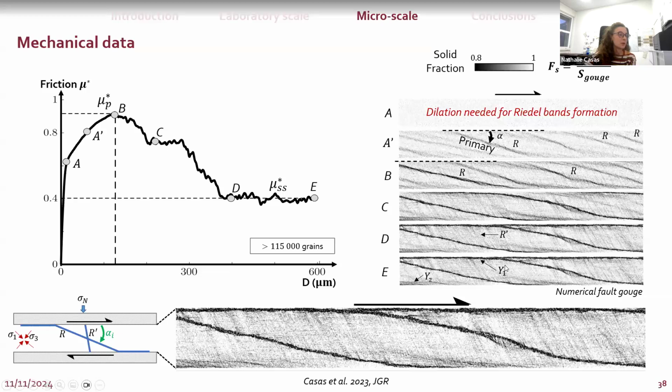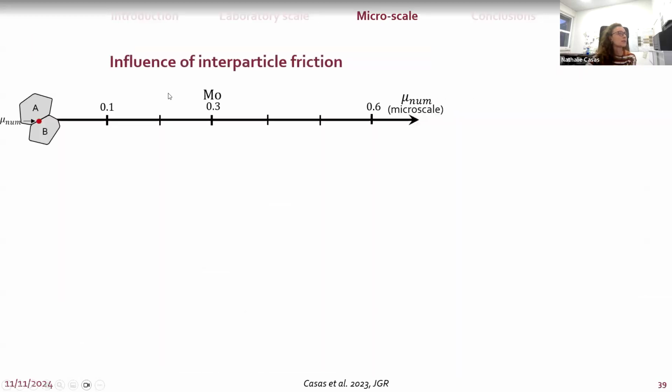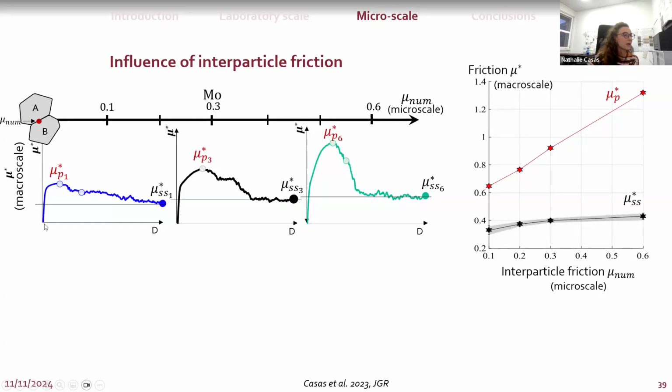Now, since we use numerical modeling, we are able to modify the properties of the grains. My objective in this paper was to see the influence of grain scale properties on fault deformation. For the result I showed in the previous slide, I used an interparticle friction of 0.3, but now I can use a very low or very high interparticle friction, which can correspond to a different type of mineral or a different roughness between the grains. In terms of macroscale friction, if we increase interparticle friction, we increase the friction peak at the beginning and slightly increase the steady state friction, but not a lot. We will still be around 0.42, 0.43.